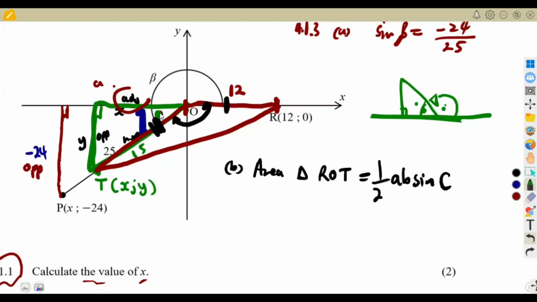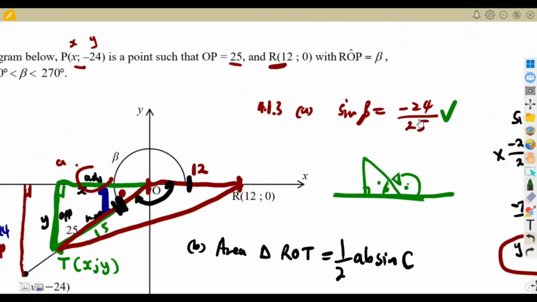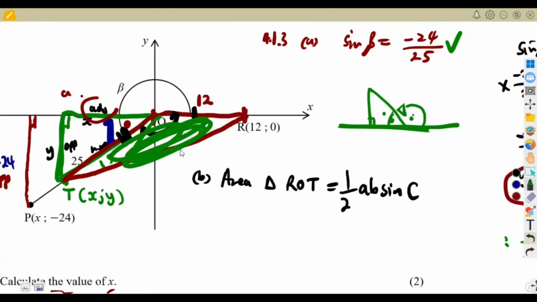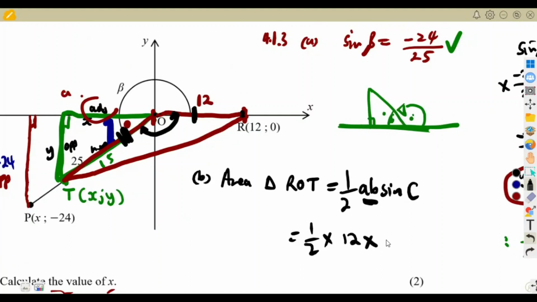So the ratio of this sine that we have here, because remember this was the triangle that we were using before, we calculated its ratio of the sine and we got negative 24/25. It is the same ratio of sine that we're going to have in this triangle. So meaning to say we have the sine of C, so we can calculate our area. This is half of AB, which is the length from O to R, 12 units, times from O to T. Remember, it's ROT. You don't take OP. OT is 25 units, times the sine of C, which is the same as the ratio that we got before.